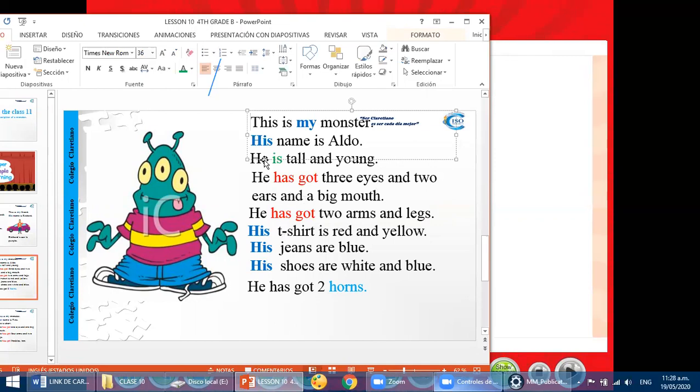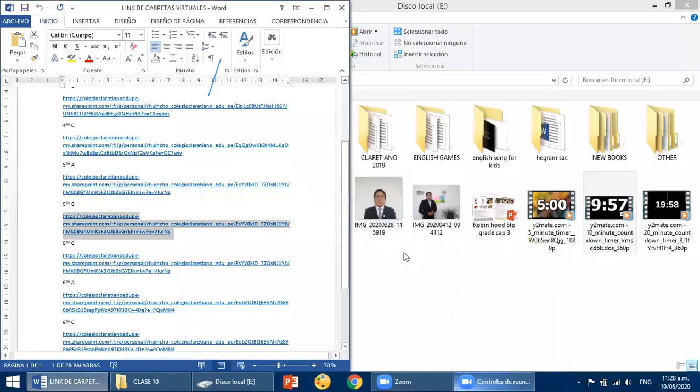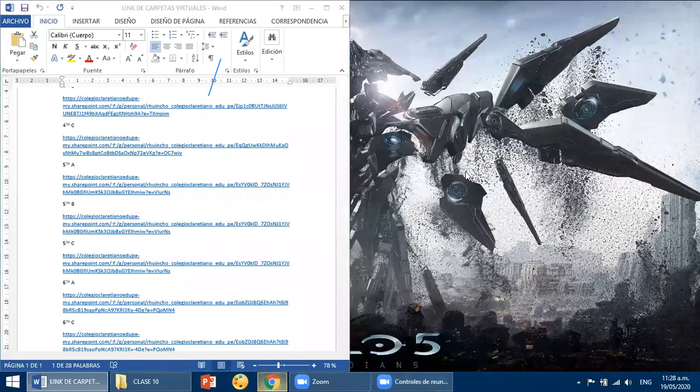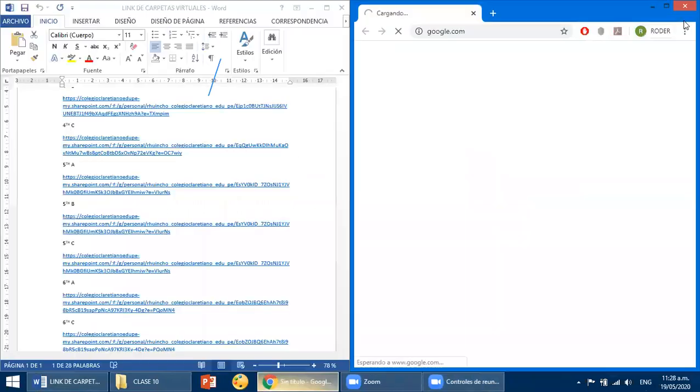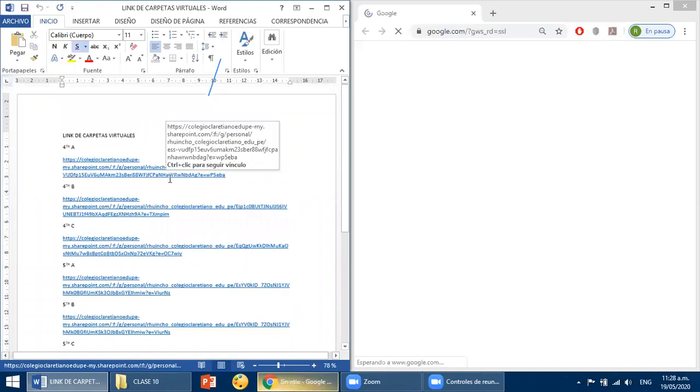Entonces, ahí me envías, por favor, la composición que has hecho, ¿ok? Si lo has hecho en una hoja, le tomas una foto y me la envías. Si lo has hecho en Word, hay algunos alumnos que trabajan en Word, igual, el archivo de Word me lo envías. ¿Ok? Ok, profe. Ahora préstame atención, por favor, esto es importante. Escúchame, en CNET, en la clase grabada de hoy en la tarde, te voy a adjuntar un link. Ese link es de una carpeta virtual.